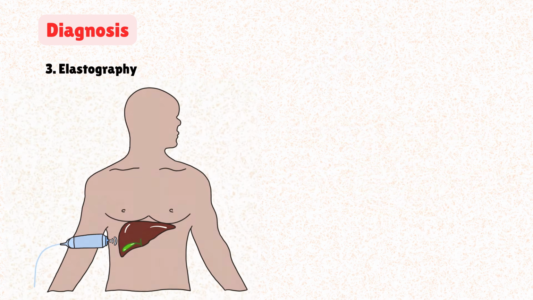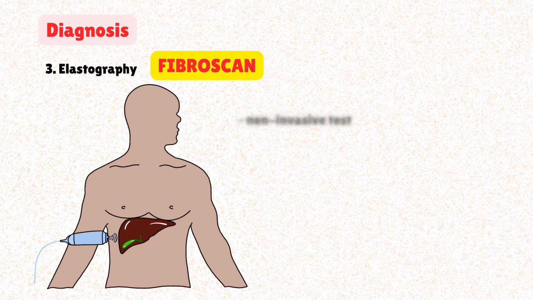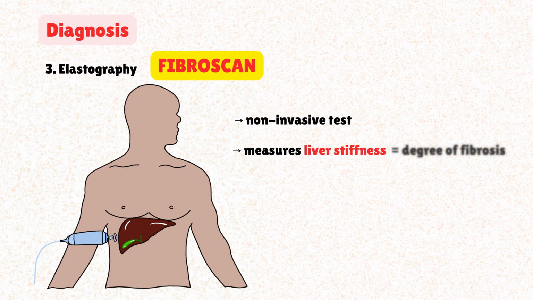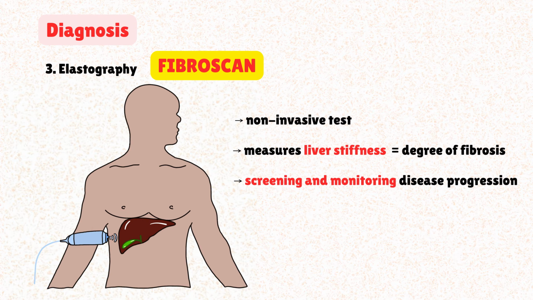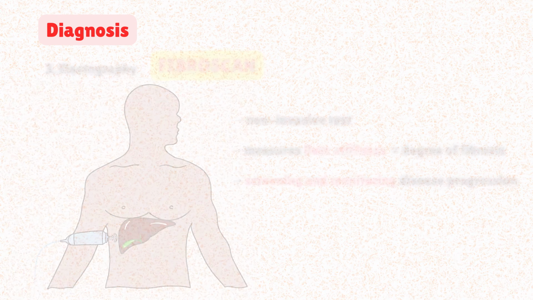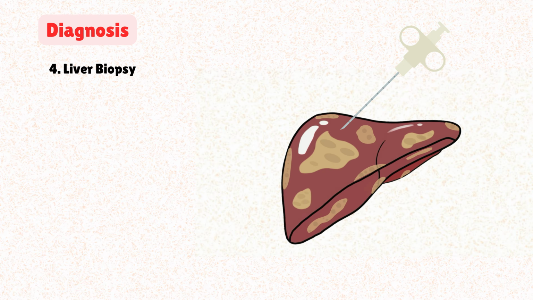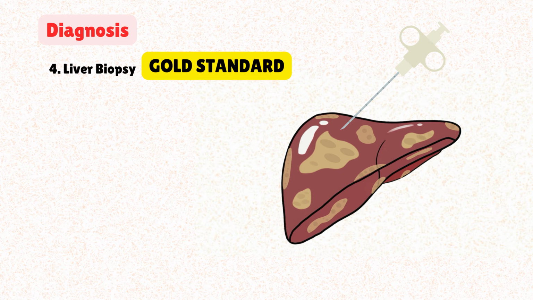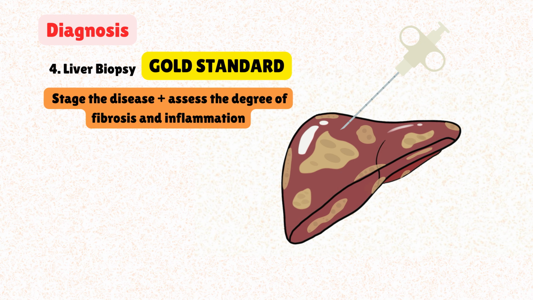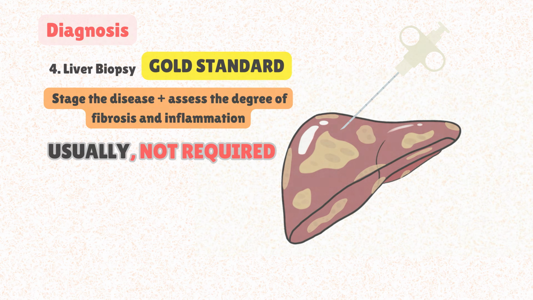Next, we have elastography, or the fibroscan, which is a non-invasive test that measures liver stiffness, which correlates with the degree of fibrosis. It's excellent for screening and monitoring disease progression, especially in patients at risk of developing cirrhosis. The gold standard remains the liver biopsy. This is the definitive diagnostic tool and is the only way to accurately stage the disease and assess the degree of fibrosis and inflammation, but it is usually not required.